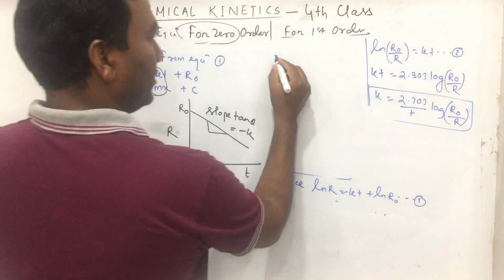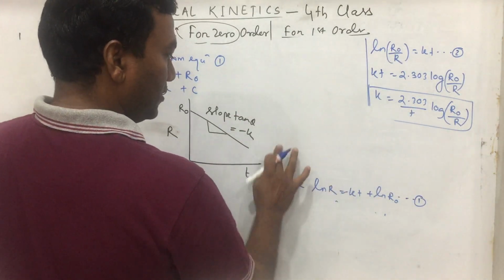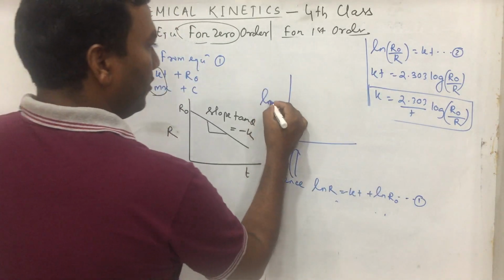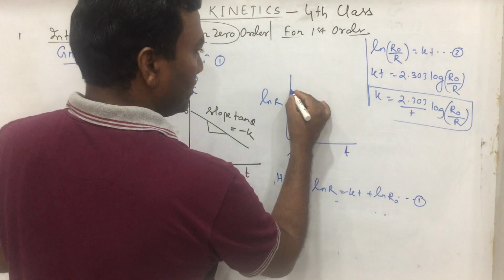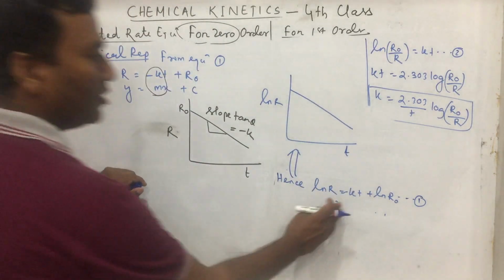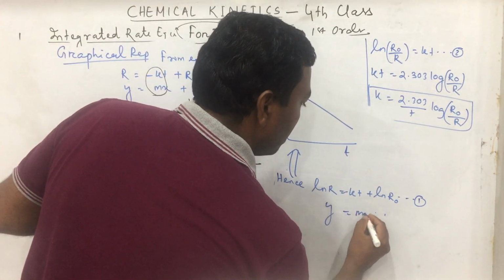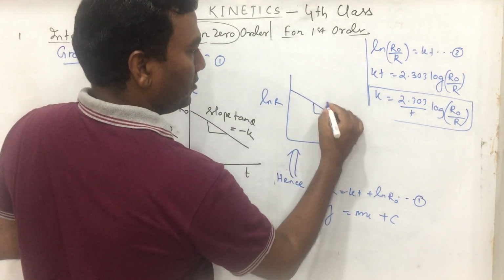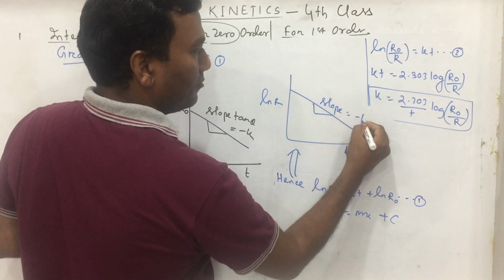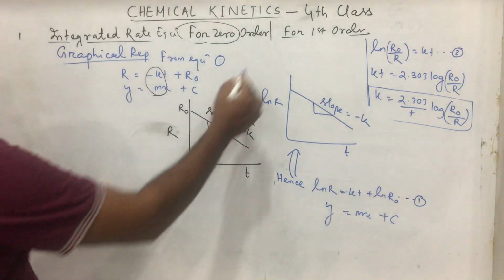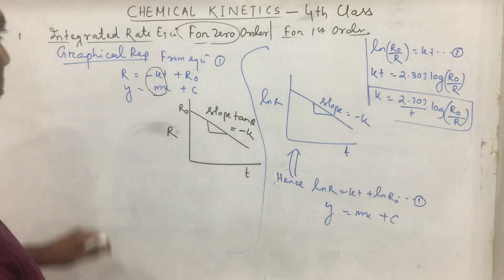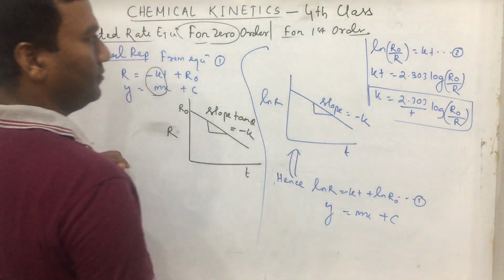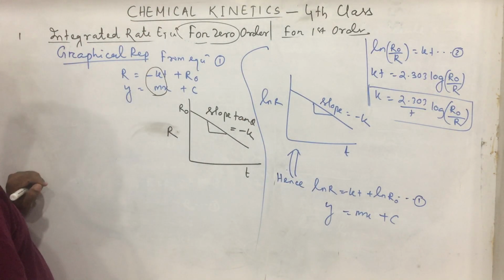For first order, again from equation 1, if we plot the graph ln r versus t, the same type of graph will come, because it is in y equals mx plus c format. So here also, what is the slope? Now the slope equals minus k. That's why in the beginning I told you zero order and first order formats are almost the same thing. The only difference is ln. Clear?